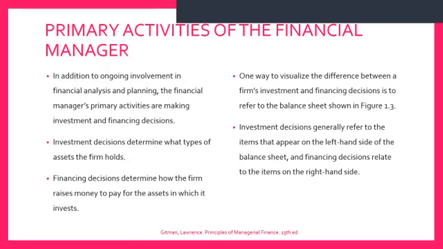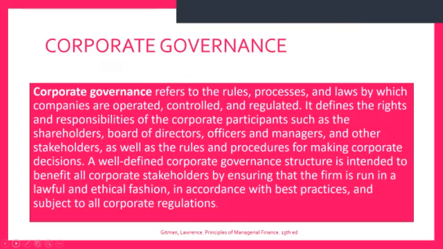Now, one way to visualize the difference between the firm's investment and financing decisions is to refer to the balance sheet shown in your figure 1.3. So you go to your text and look at that balance sheet. Investment decisions generally refer to items that appear on the left-hand side of the balance sheet, and financing decisions relate to those that appear on the right side. So look at it again. Look at figure 1.3. Sorry, I didn't put the figure in here. The investment decisions appear on the left-hand side, right? So they make investments in asset classes, while the financing is how they raise the money. Are they raising it through shares or loans, right?